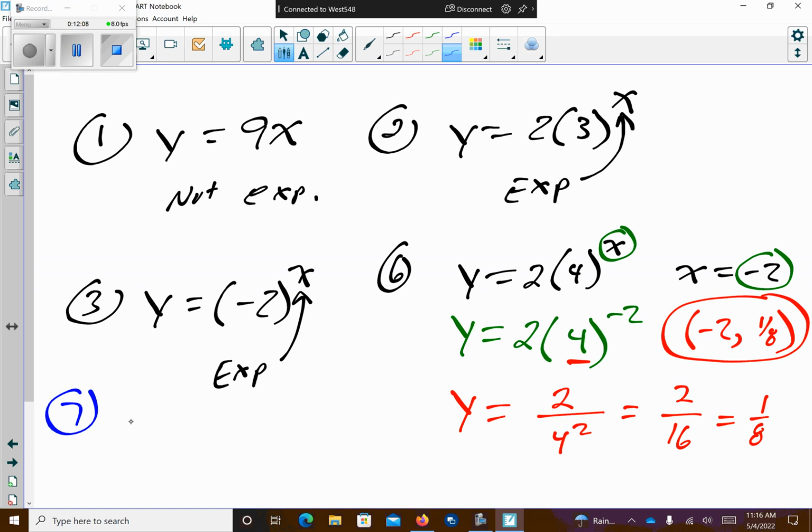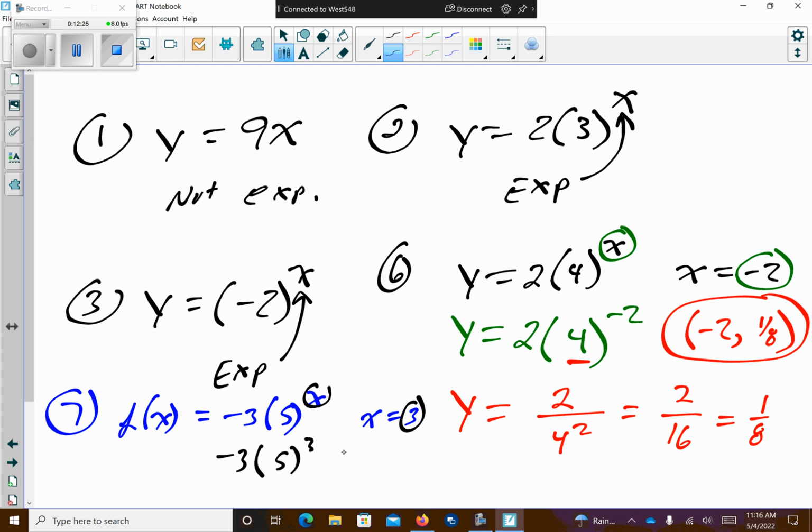And then number 7 homework, they said, hey, we have f of x is equal to negative 3 times 5 raised to the x. We want to know what happens when x is equal to 3. So what I'm going to do is put this 3 right here. So I get negative 3 times 5 raised to the third, which is 5 times 5 is 25 times another 5 is 125. So that's going to give me negative 375.